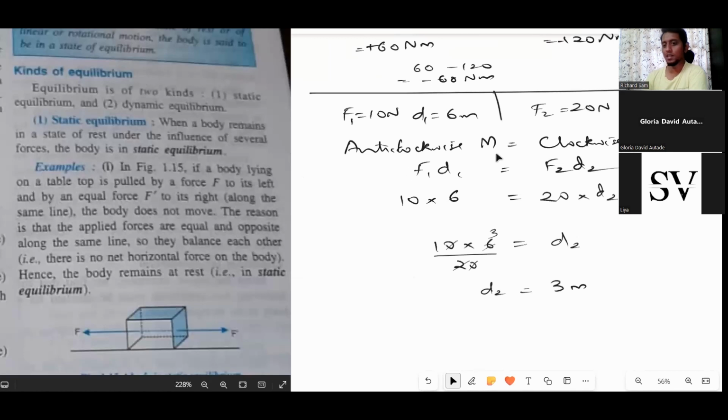Okay, so this is one type of numerical that you'll have from this chapter. F1 D1 is equal to F2 D2. And out of these 4 values, one value will be missing, and you'll find that missing value.